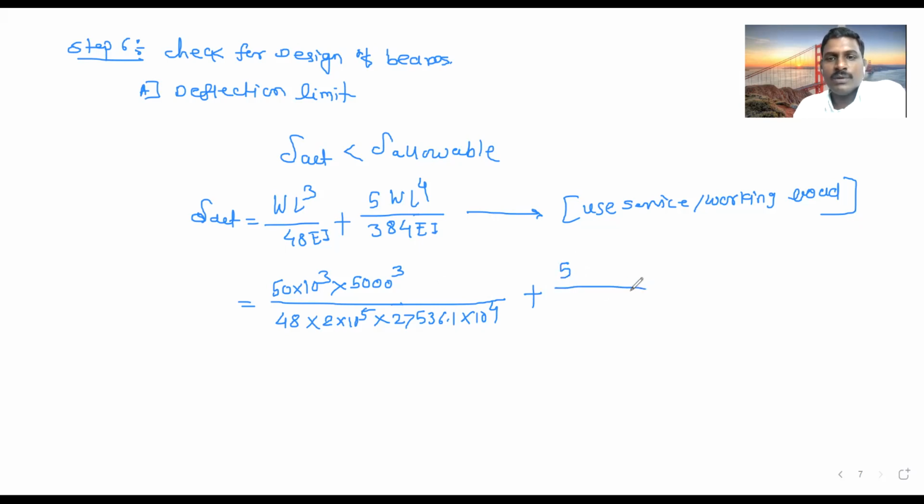5 by 384 into W. Here W for UDL is 40. 40 into L raised to 4. L is 5000, into 10 raised to 4. Divided by E, again 2 into 10 raised to 5, into I, again 27536.1 into 10 raised to 4.